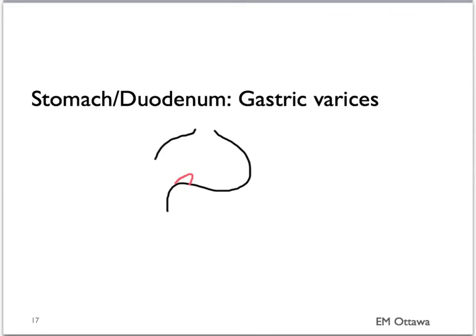Varices can also be found in the stomach very occasionally. They're also due to cirrhosis and portal hypertension. They're similar to esophageal varices in that they can bleed really quickly as well. We're now going to look at some general causes of bleeding in the upper GI tract.